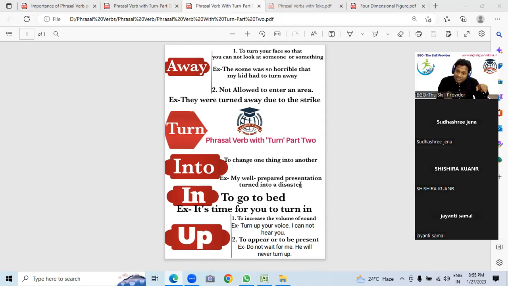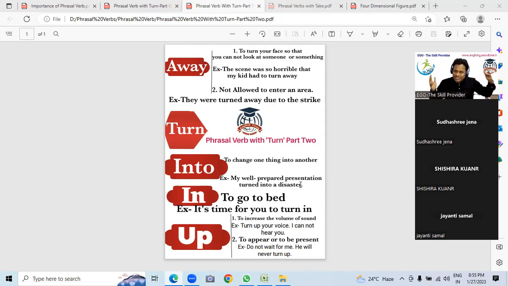The water will turn into ice. It will change, it will convert itself from one form to another. Suppose you have an ice box and you put it in the sun, what will happen? It will melt. So after some time, what will you find? It will be completely water.